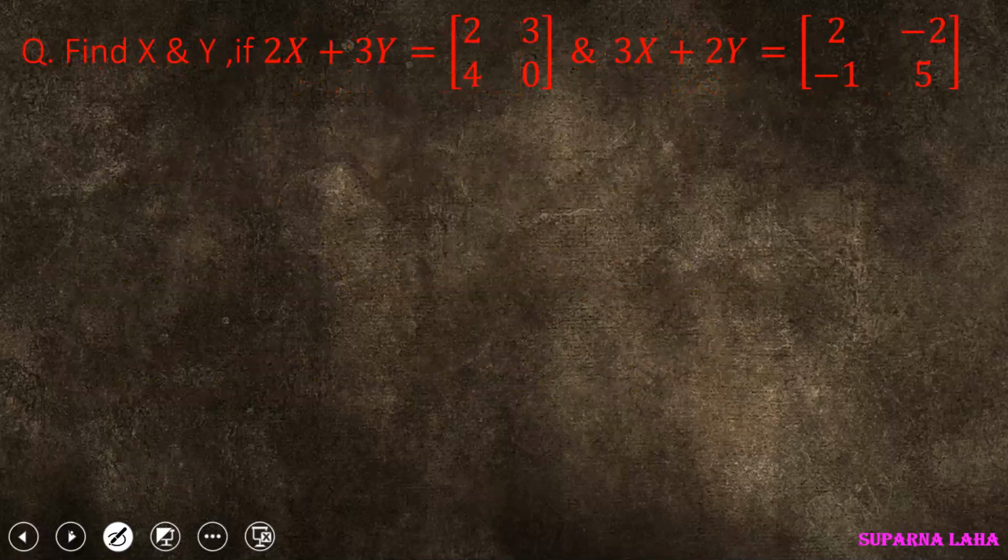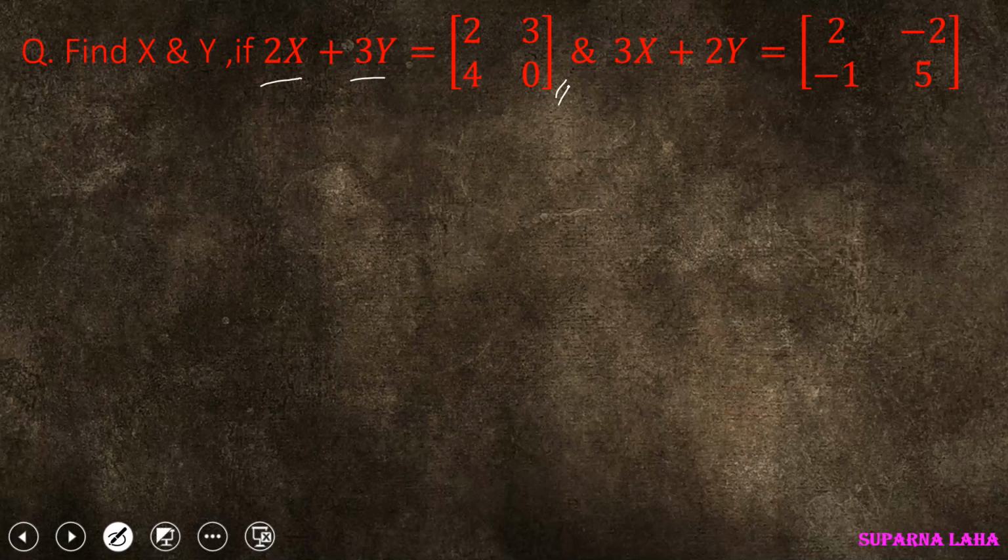So next, find x and y. Here the matrices are given in an equation form. Definitely x and y are 2 cross 2 matrices. Since if we have to add these two matrices, they have to be of the same order, and it will be the same order as the answer. So the answer is given, this is a 2 cross 2 matrix. So x and y are also 2 cross 2 matrices.